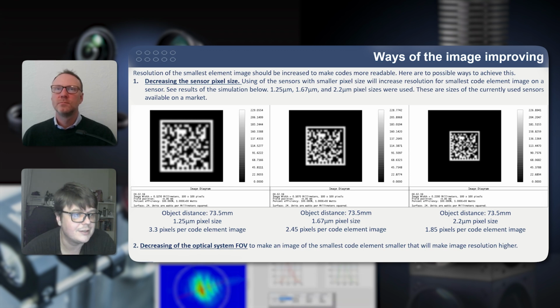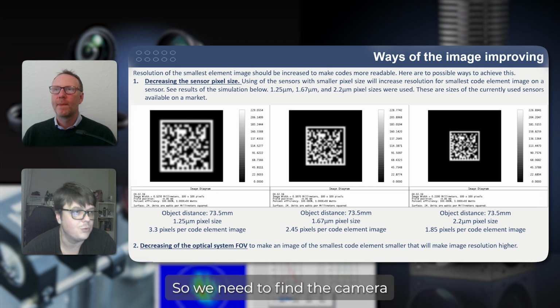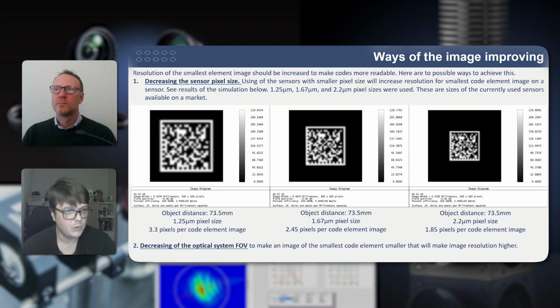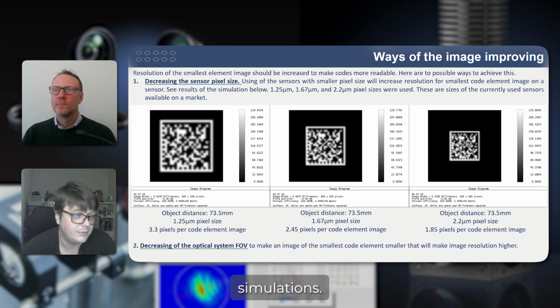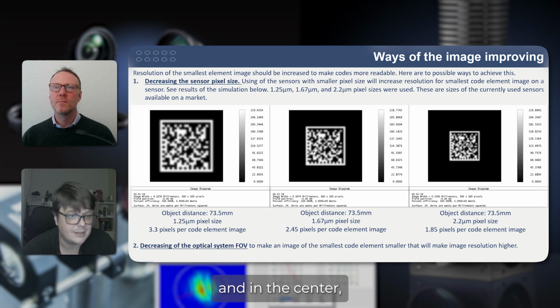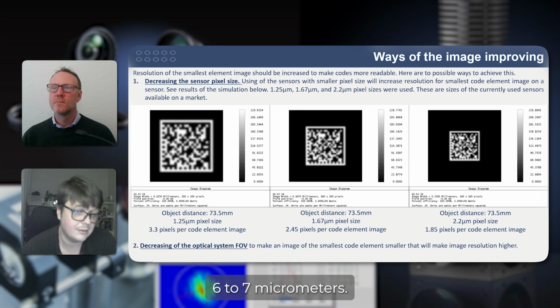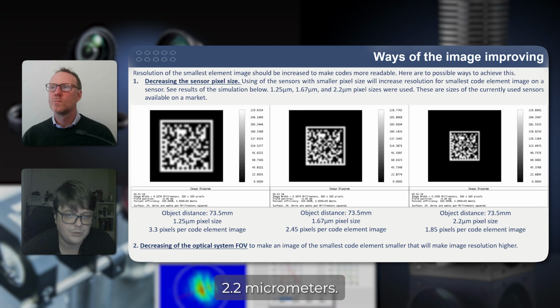The main conclusion is that we need to increase pixel resolution, and this can be done with the help of a smaller pixel size. So we need to find a camera or sensor with a very small pixel, and these three images provide simulations with small pixels. On the left image we can see an image formed with a 1.25 micrometer pixel size sensor, in the center the size of the pixel is 1.67 micrometers, and on the right side the size of the pixel is 2.2 micrometers.